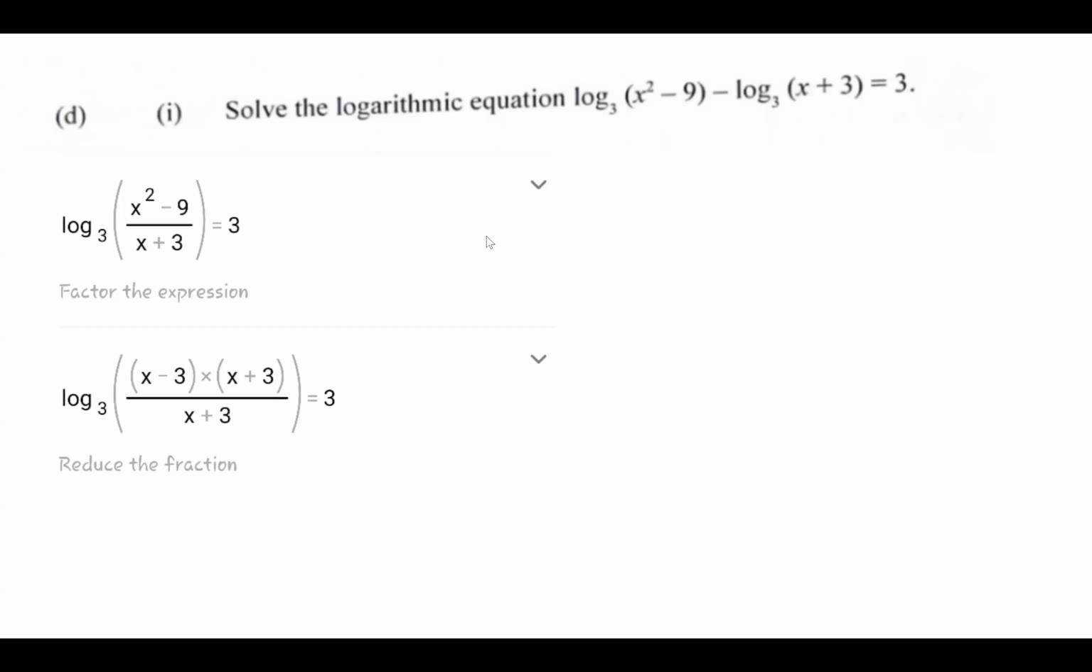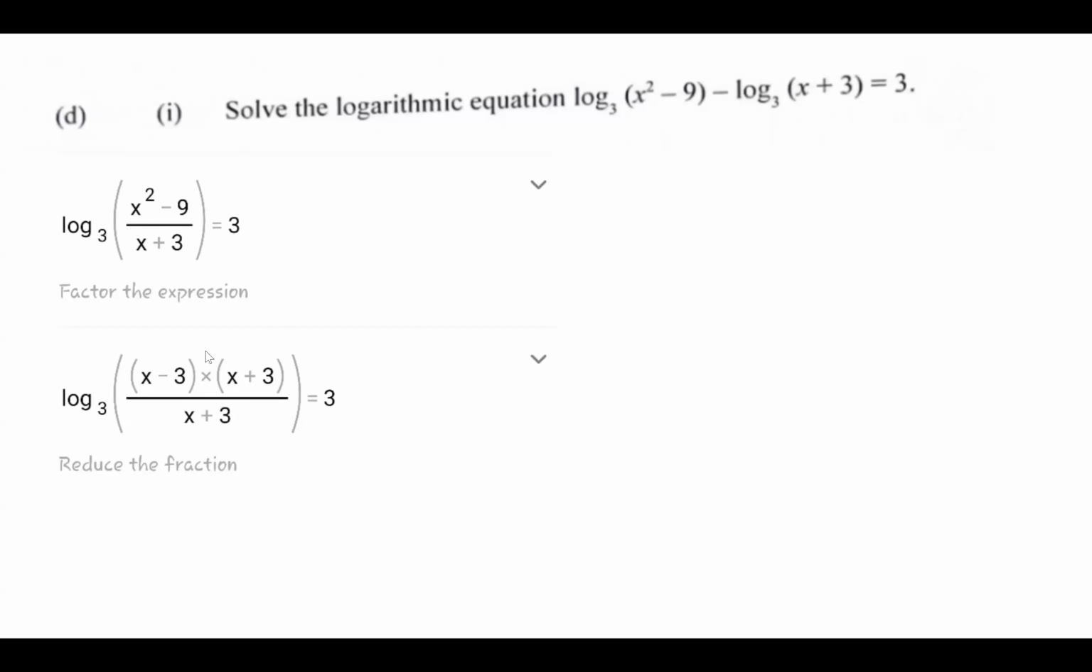Okay, so for this question, logarithmic equation, the first thing we do is that we realize we have to remember one of the first rules of logs, right? If they have the same base and we are subtracting, then we can actually turn it into division. So now we have log base 3 of the first expression divided by the second expression is equal to 3.